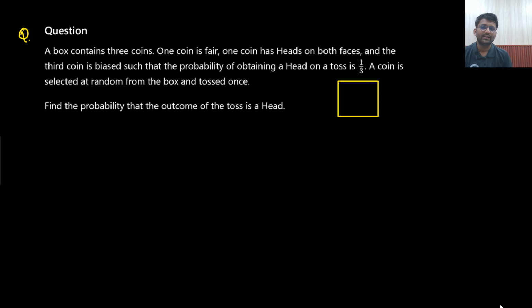I don't know anything. Just this question is given: a box contains 3 coins. One coin is fair, one coin has heads on both of the faces, and the third coin is biased such that the probability of obtaining head on one toss is 1/3. A coin is selected at random. So you see the activity: a coin is selected at random. First of all, you are selecting a coin, then you are tossing it, and then you are supposed to find out the outcome is head.